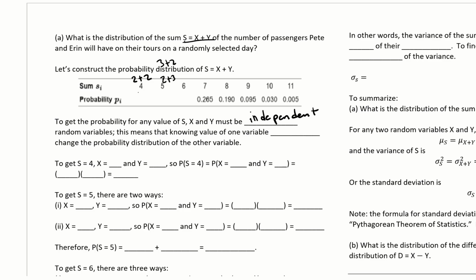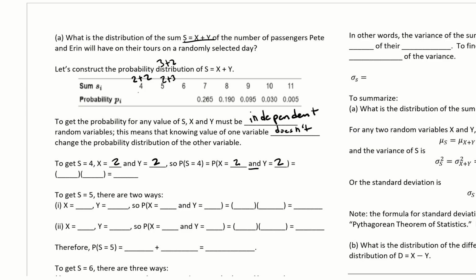This means knowing the value of one variable does not change the probability distribution of the other variable. All right, so to get s equals 4, we said that we would have to have 2 plus 2, right? X equals 2, y equals 2. So probability of x equals 2, probability of y equals 2. Now we have to do and, okay? So x equals 2 and y equals 2. Remember that when you have and probabilities, you multiply them, okay? That was the general multiplication rule. You multiply the probabilities for and, okay?